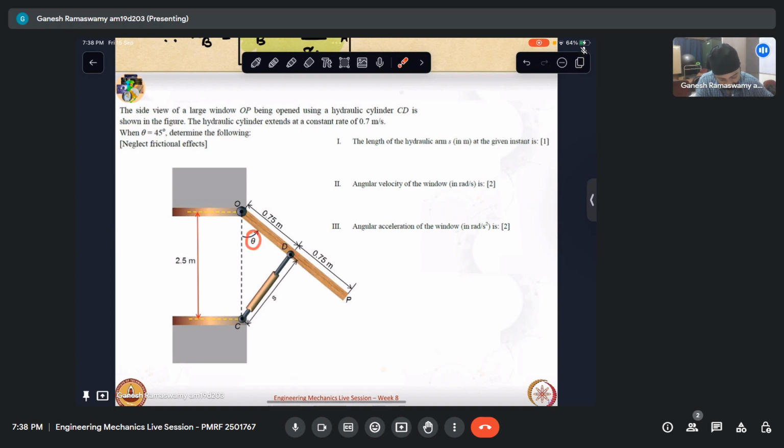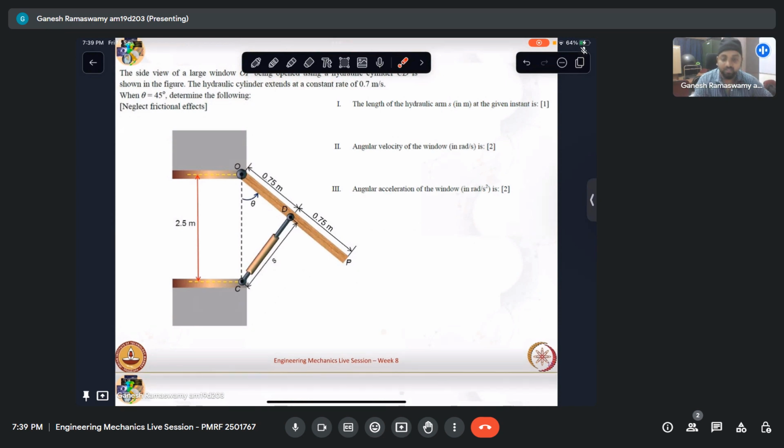So we know this distance is 2.5 meters. So we have one triangle formed like that, where one side is 0.75, one side is 2.5, and the other side is S. And the angle at one of the vertices is theta. So this is again an absolute motion analysis. So once we write one equation from the geometry, we need to subsequently differentiate it in order to get the other quantities. So let us look at this.